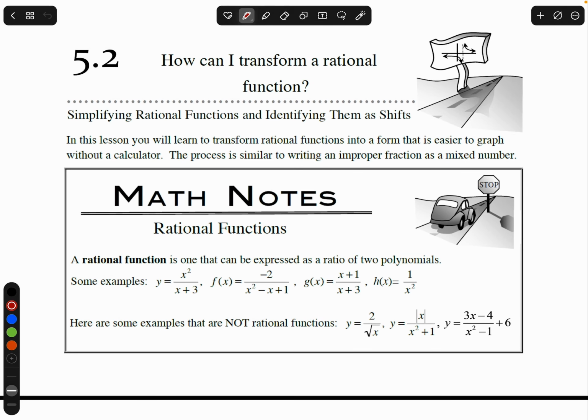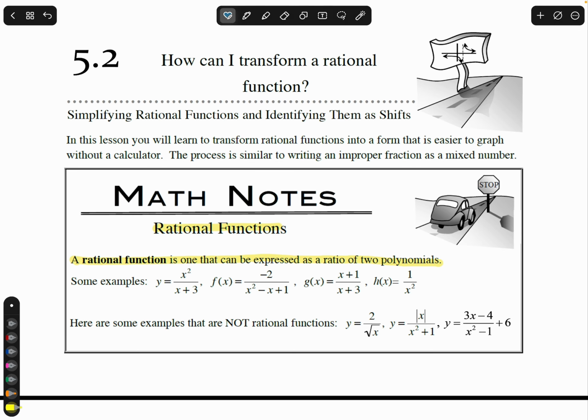Welcome to lesson 5.2. Today we're going to review and learn a little bit of new material about rational functions and how to transform them. Starting out, we've got a little math notes box and we'll just take a look at it briefly. It's just talking about rational functions. It says a rational function is one that can be expressed as a ratio of two polynomials.